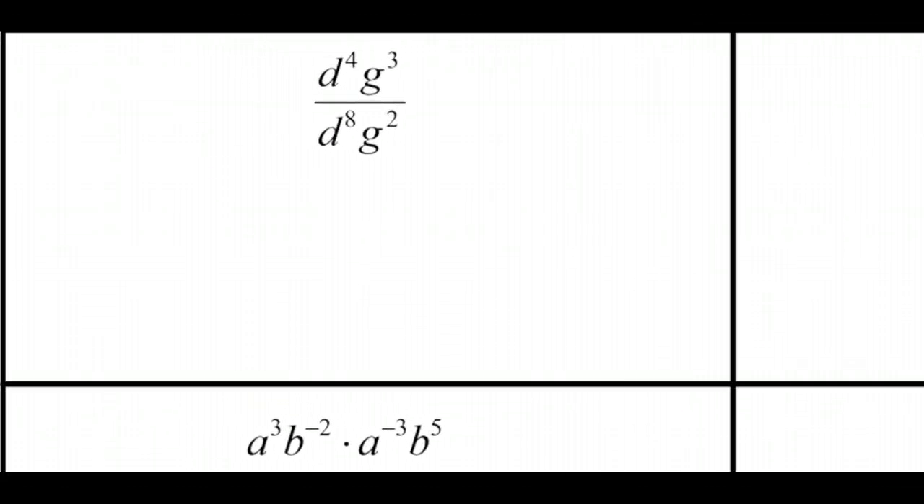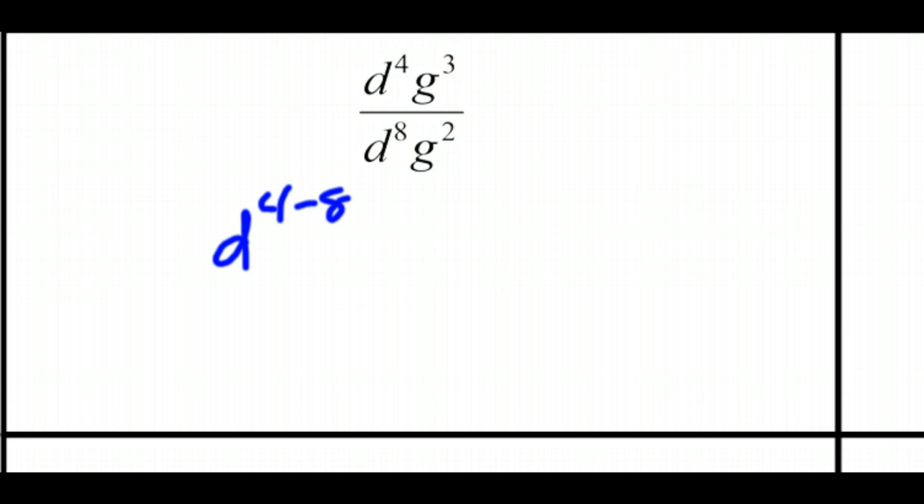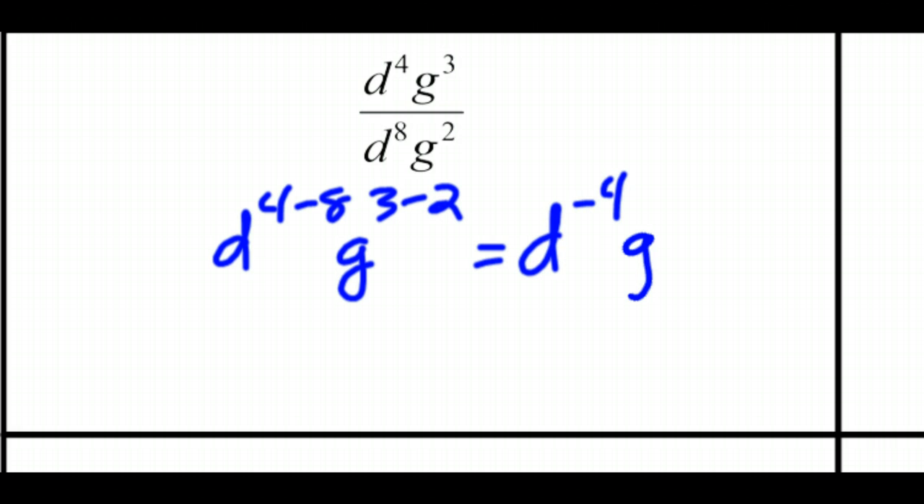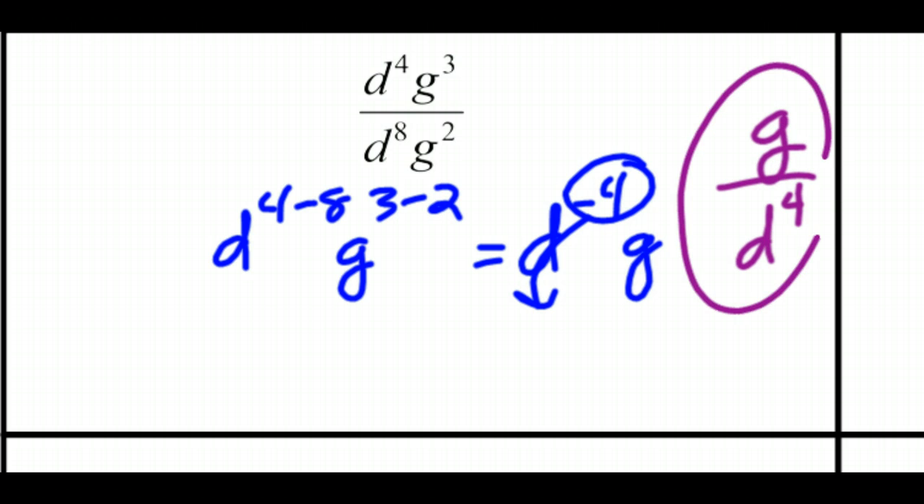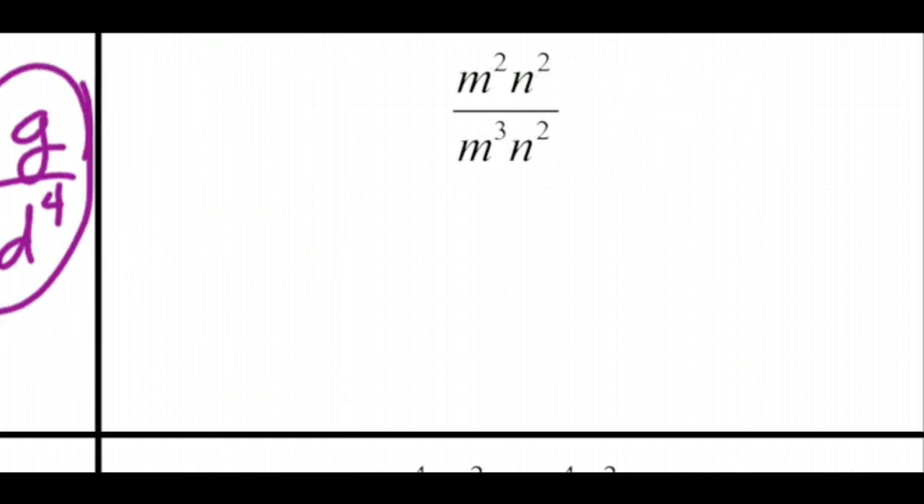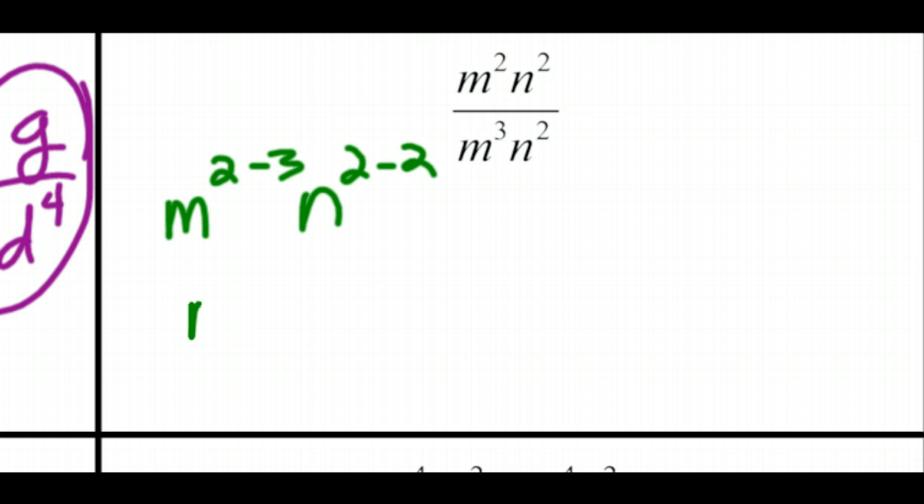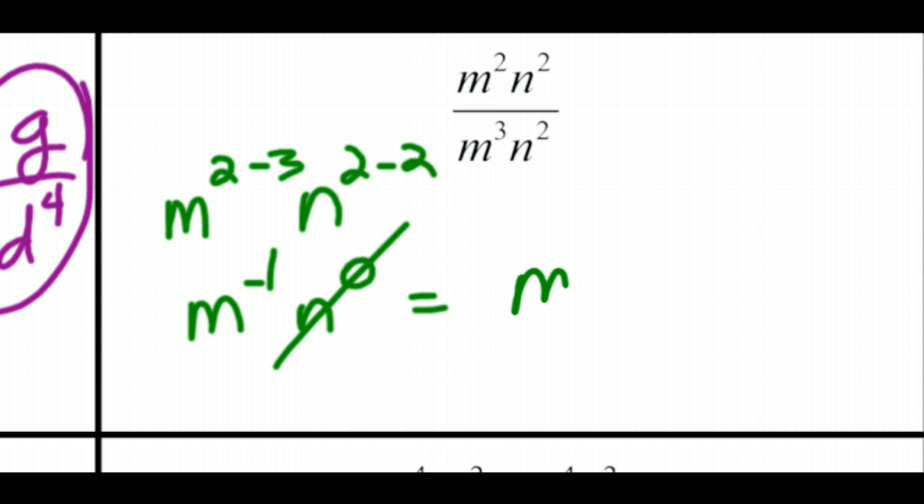So for number 1, we have d to the 4 minus 8, g to the 3 minus 2, which is d to the negative 4th, g to the first. This negative 4th will flip the d exponent, putting the d power only in the denominator, and we get g over d to the 4th. For number 2, we have m to the n minus 3, n to the 2 minus 2. That becomes m to the negative 1st, n to the 0. N to the 0 becomes 1, and in multiplication, 1 just cancels out, which gives us m to the negative 1st, which is the same as 1 over m.